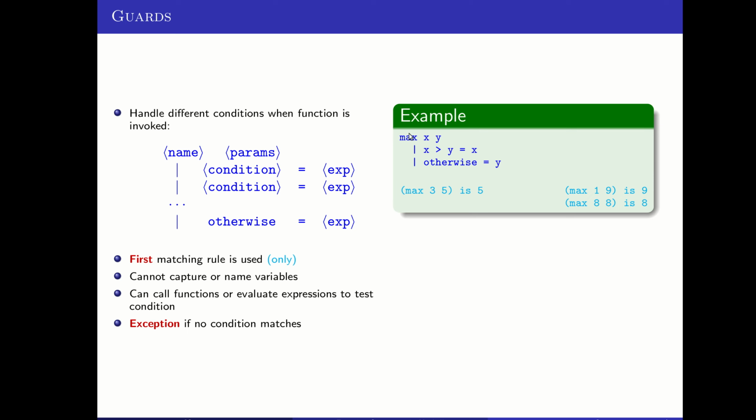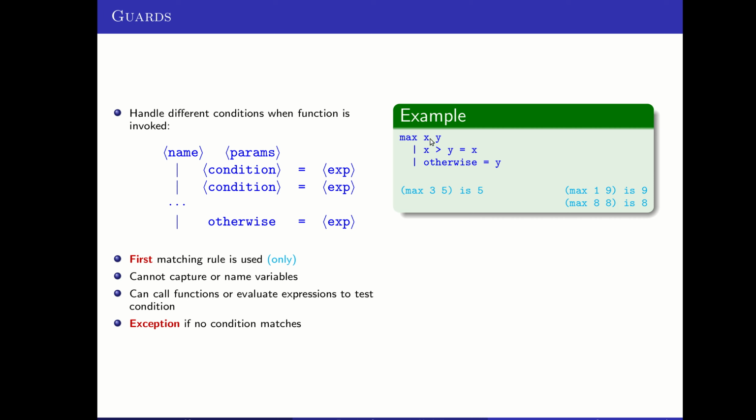So here's a max function that takes an x and a y. Notice there's no equal sign here. It says if x is greater than y, then my result is x. Otherwise, my result is y. I could have just as easily written this as x less than or equal to y instead of otherwise. But the otherwise is nice because it clearly shows that it handles all other possibilities.